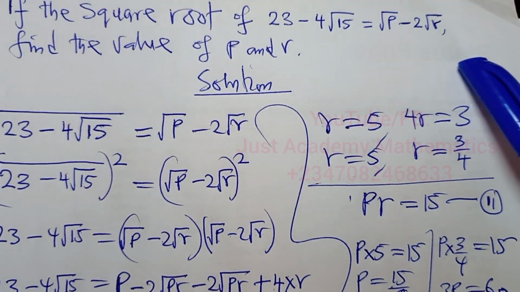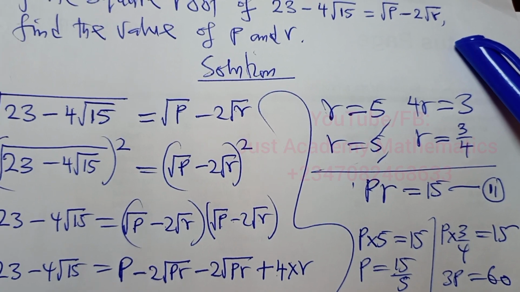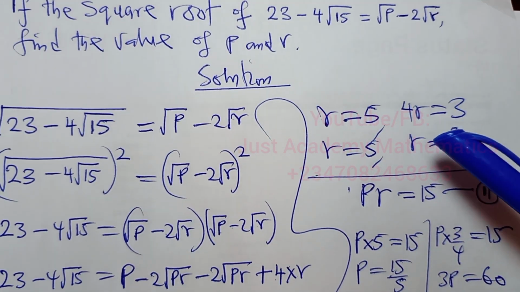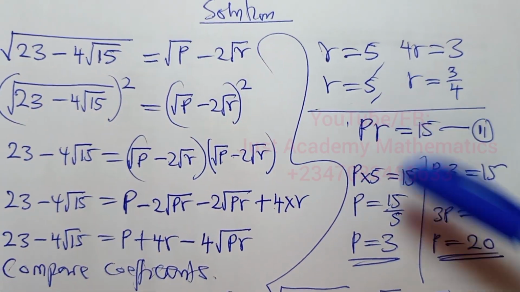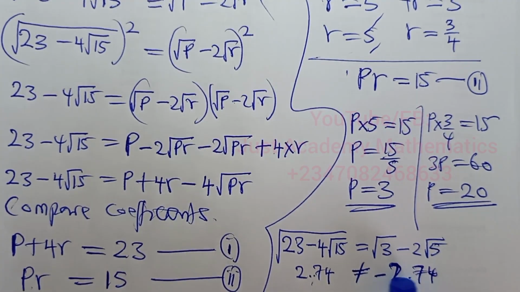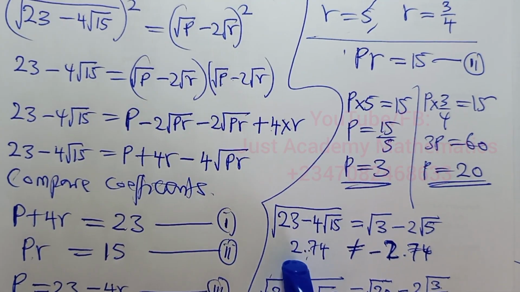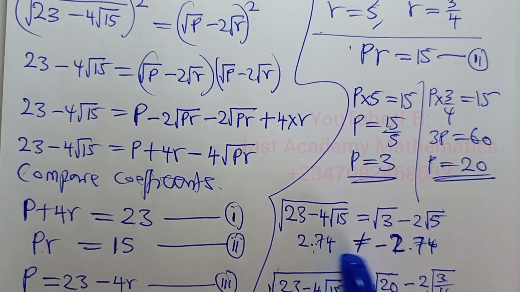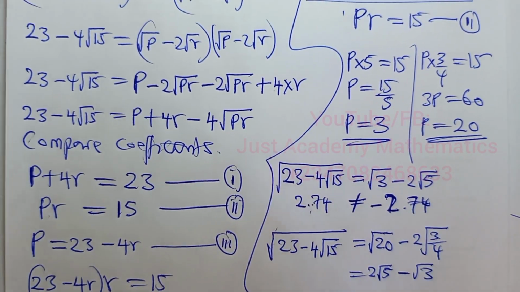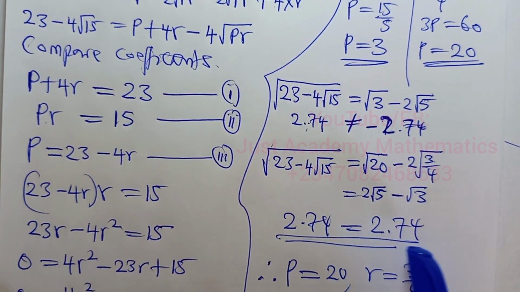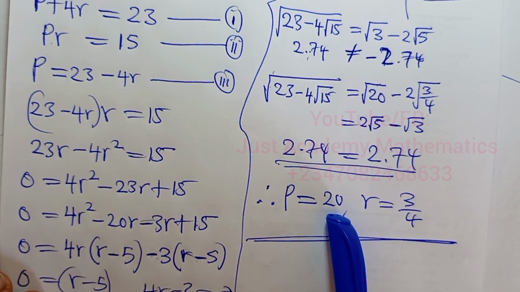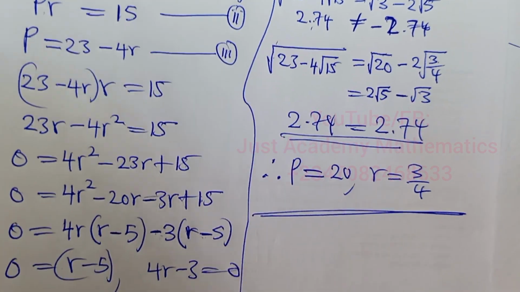If you use P as 3 and R as 5, they are not the same, because minus 2.74 is not equal to 2.74, but 2.74 is equal to 2.74. Therefore, P is equal to 20 and R is equal to 3 over 4.